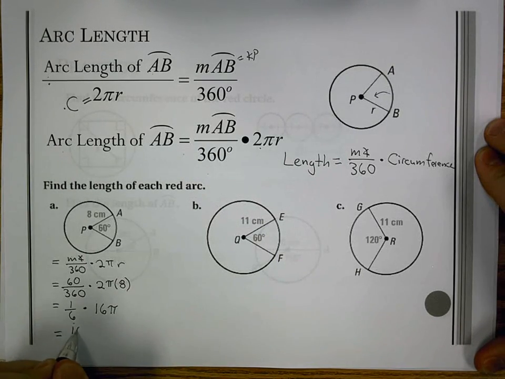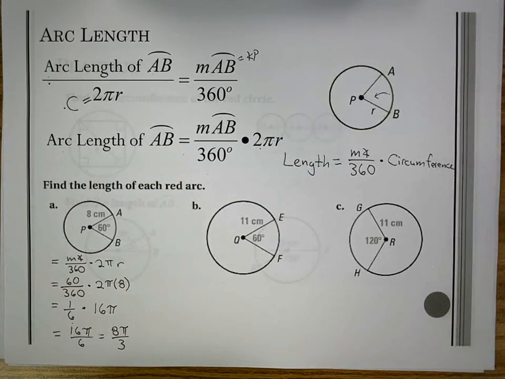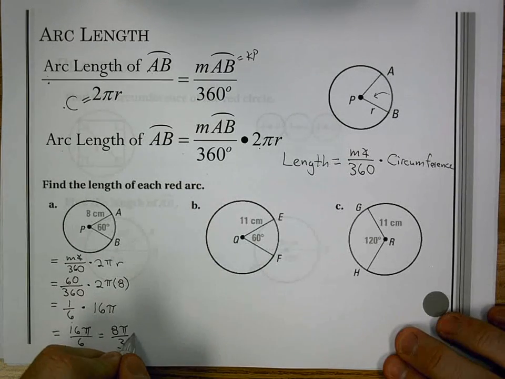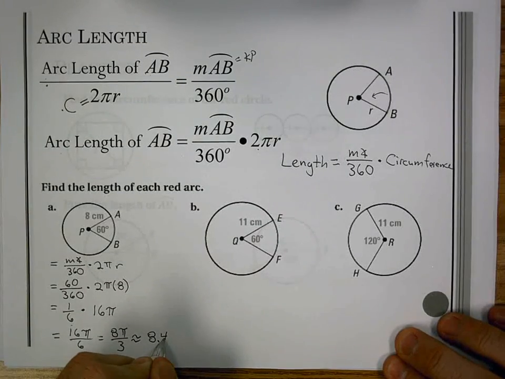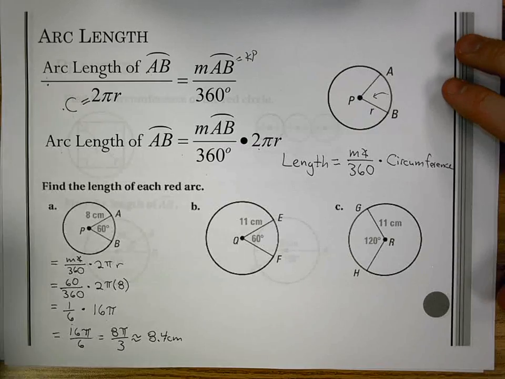I can combine these to simplify. It becomes 16 pi over 6, which is eventually 8 pi over 3. Again, that is in terms of pi. We could leave it as that. If we wanted the approximation, we would do 8 times pi divided by 3, which comes to approximately 8.4 centimeters. Okay, let's look at the next one.